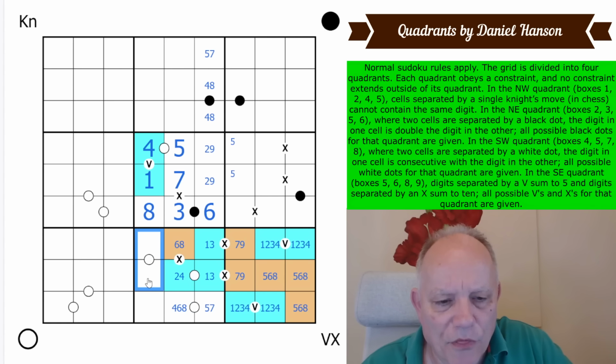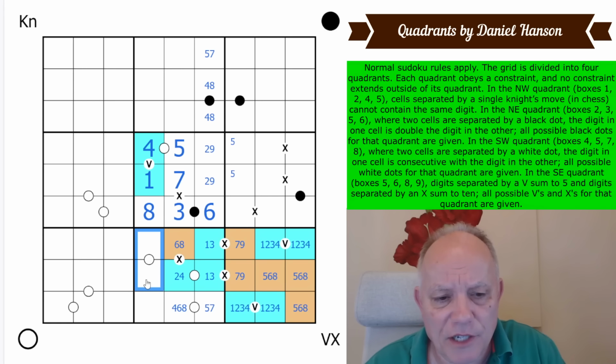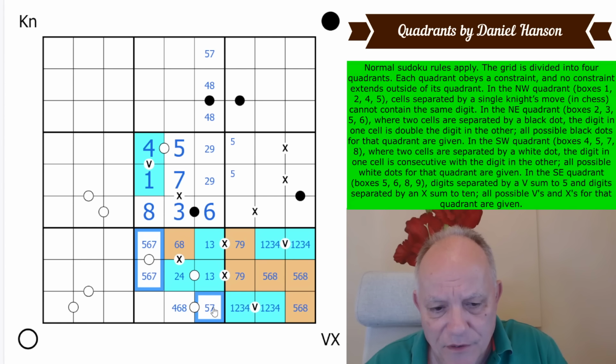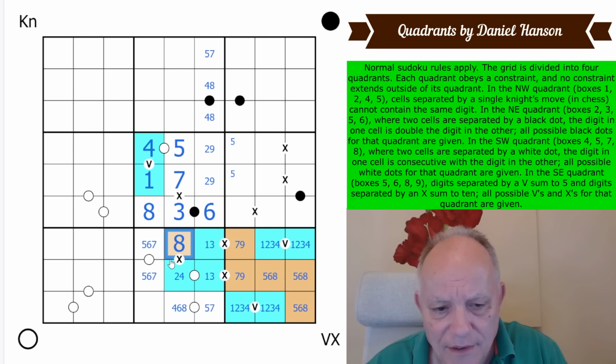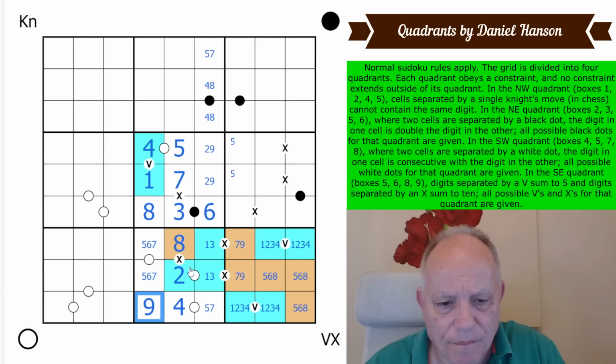Okay. What about this white dot? It uses an even digit, which, it can't be 2 because it would need a 1 or a 3 with it. So the even digit this uses is 6. And that's a 5, 6, 7 triple. And this digit is 8. And this on the X is 2. And this one down here is now 4. And this is a 9.